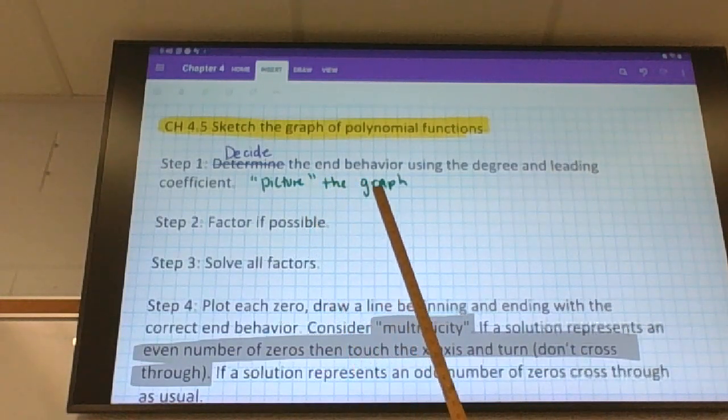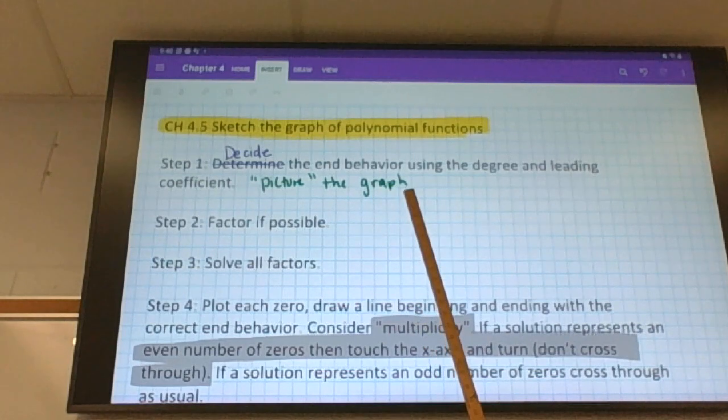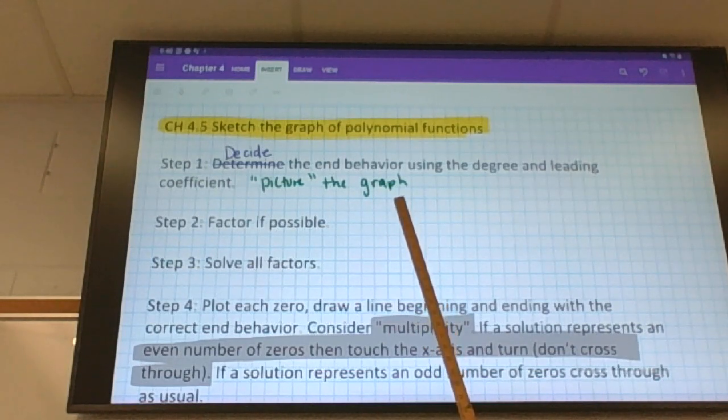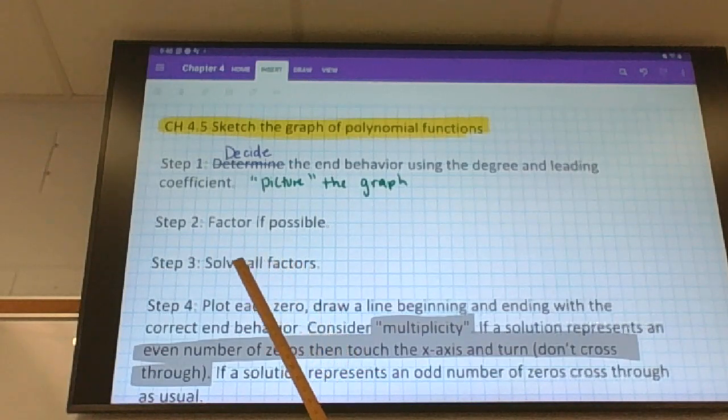So step one, you see your equation, decide, is it even or odd? Is it positive or negative? Know the end behavior before you even begin working with it, okay? Next, you're gonna factor it.